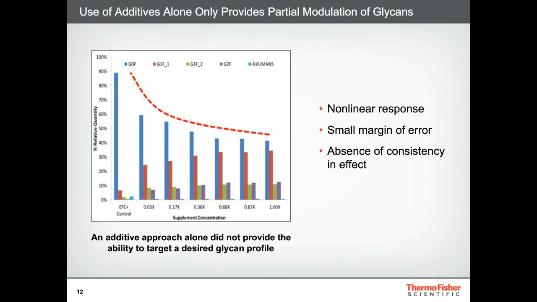There was a very small margin of error. Just adding a 0.03x supplement resulted in a 30% decrease in G0F compared to control. This experiment was not in any way predictable and would likely lead to a lot of extra work. This would include multiple rounds of titration experiments to find a specific supplementation level. Because of this and these inconsistencies, we abandoned this additive approach in favor of developing a complete feeding supplement that incorporated glycosylation modulating components along with a brand new feeding strategy.